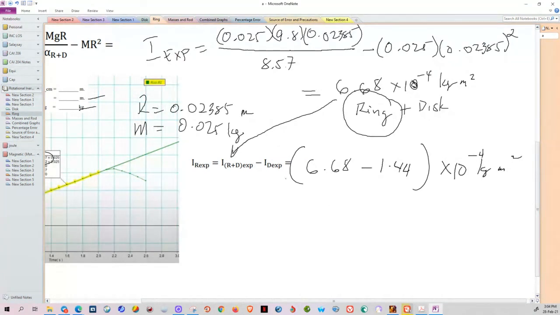So what's the answer here? Anyone? 6.68 minus 1.44, 5 point? Anyone? 5.24 by 10 raised to the minus 4 kilogram meters squared. Any questions, Shabab? This is now the inertia of the ring by experiment.